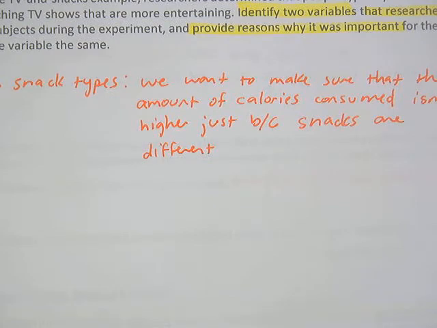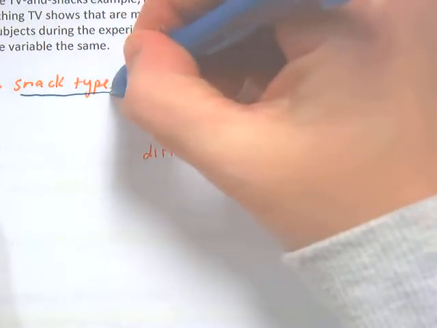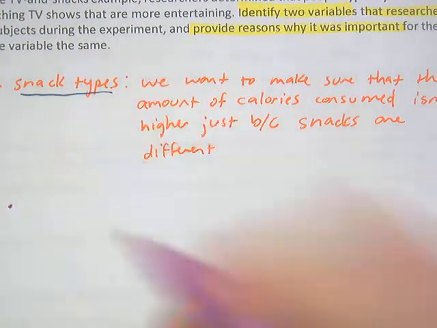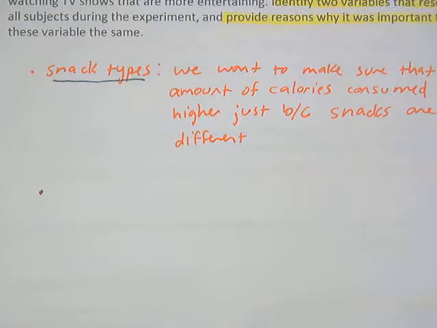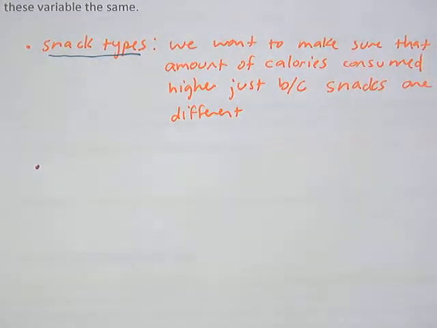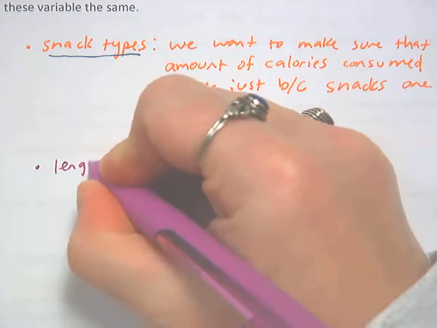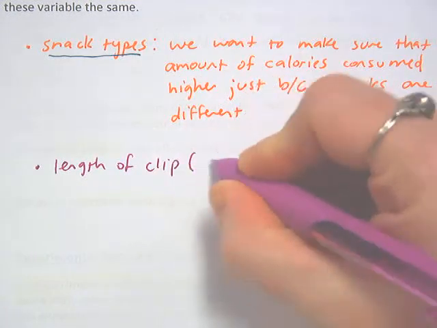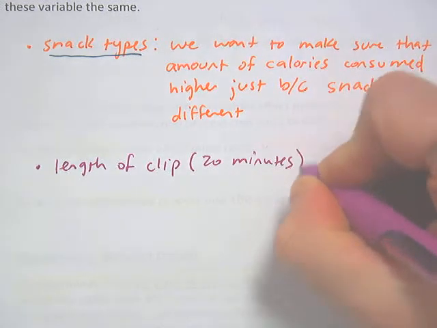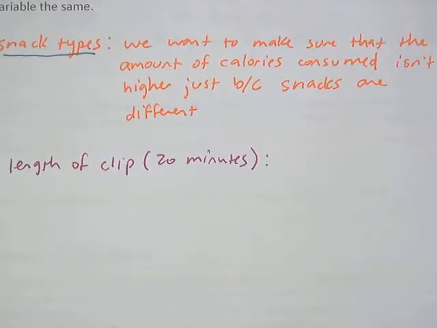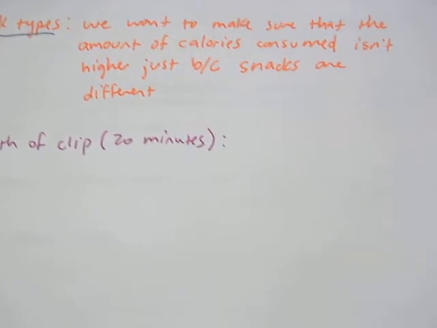Now it said identify two variables that were the same for everybody. So snack types is one. What else was kept the same for every single person? Watch time. The 20 minutes of time. Okay, the length of the show, or length of clip, the 20 minutes. And really there, what we're trying to do is make sure that people didn't just eat more because they watched for longer periods of time. Everybody is doing the same amount of watching, and so that's how they can prevent the confounding there.